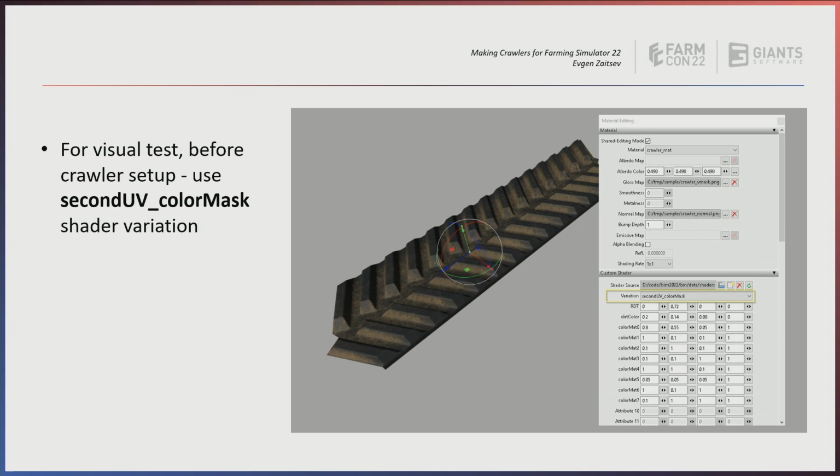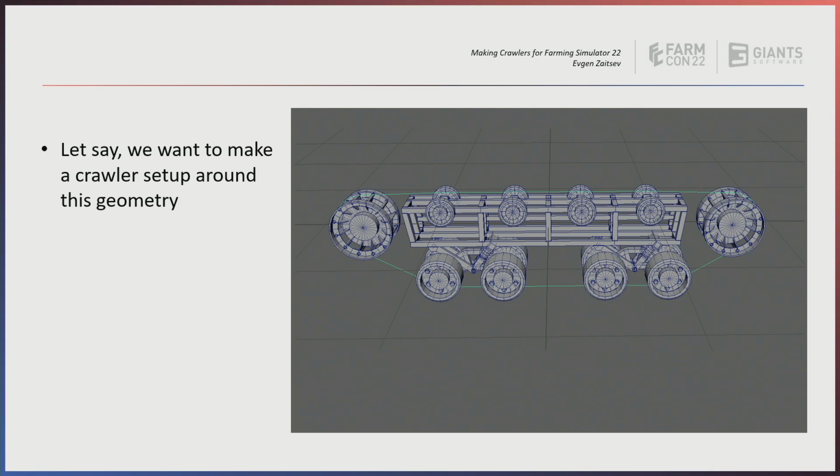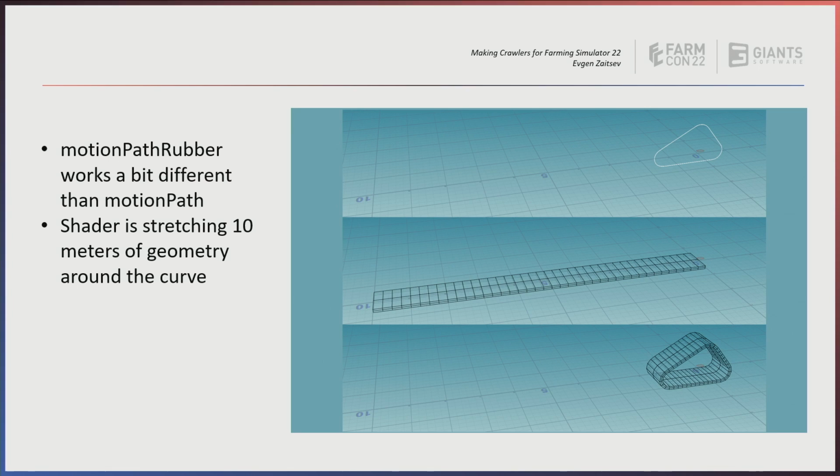Again, we do the same test. Check the second UV color mask in the editor, and if it's correct, create a spline, you have some kind of geometry. How this variation works is that it has 10 meters of geometry, physically from 0 to 10, and it scales it around the spline, so it's stretched. So if you have a spline which is 7 meters, for example, you need to bake your 7 meters into 10 meters. This is one problem. It would be stretched around the spline and connected together.